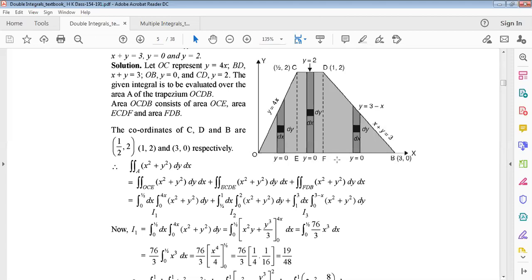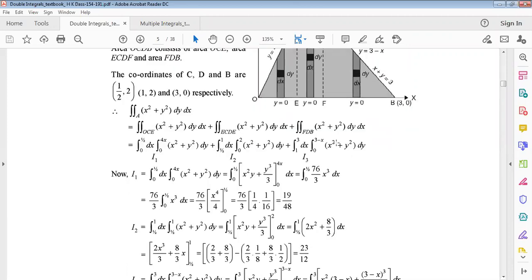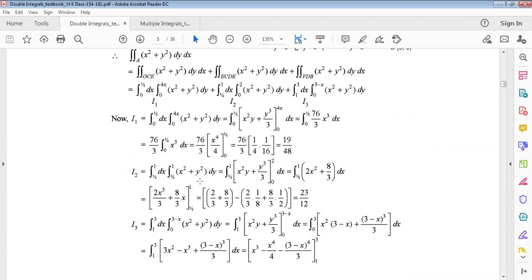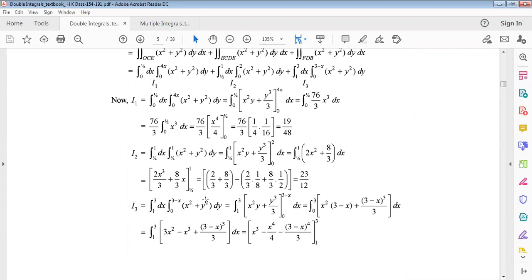And y limits, what will be? Actually, this starts from y equals to 0, then up to y equals to what? 3 minus x from this equation. Y equals to 3 minus x. Now the limits are found. First let us consider the first integration, first part. First part I1 equals to this, and second one I2 equals to this, then third one I3.